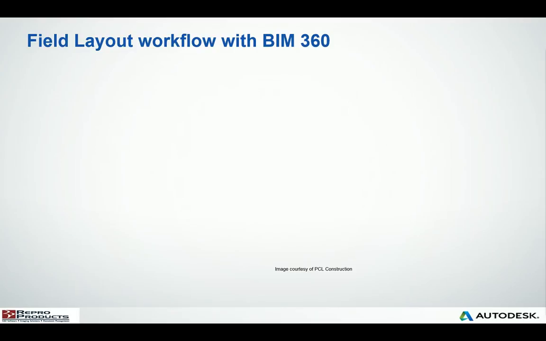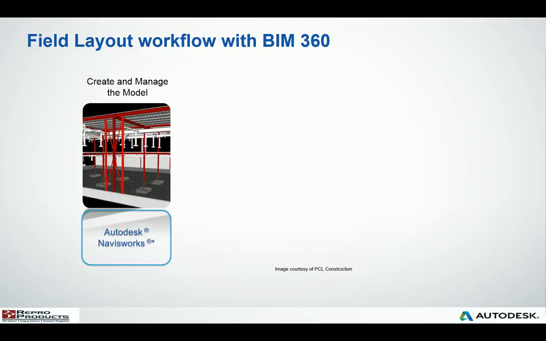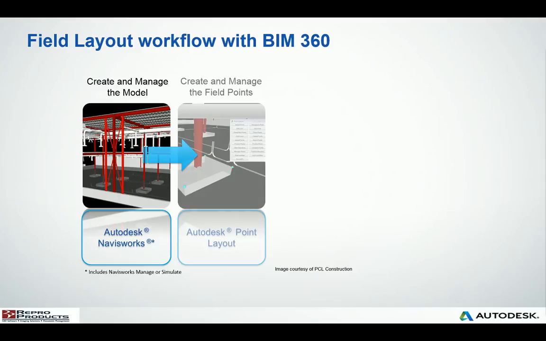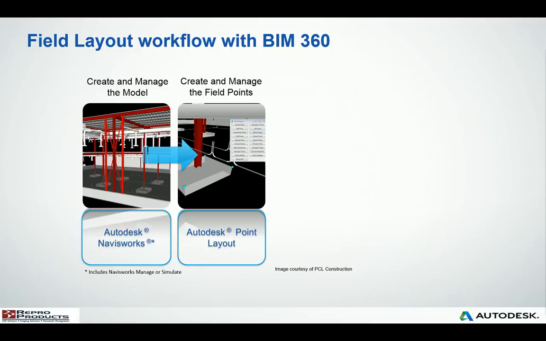When we take a look at the field layout workflow for BIM 360, what we're talking about is understanding what we're doing in the perspective of the model and creating that 3D digital design using such tools as Revit, AutoCAD, and Navisworks. We then take that information and use Autodesk Point Layout to generate the new points that we need. For example, the tops of the isolated footings, or maybe even the column to footing base plate connection points.